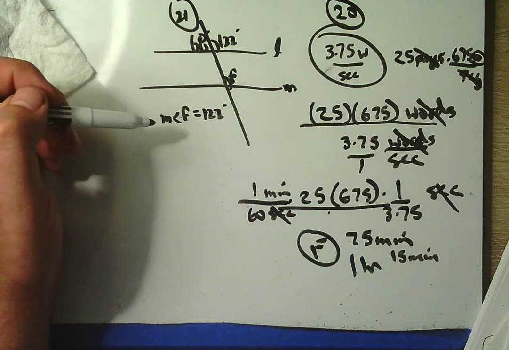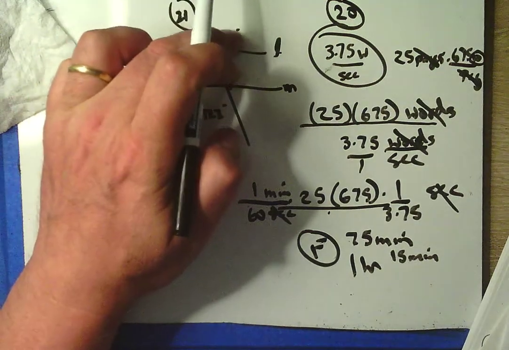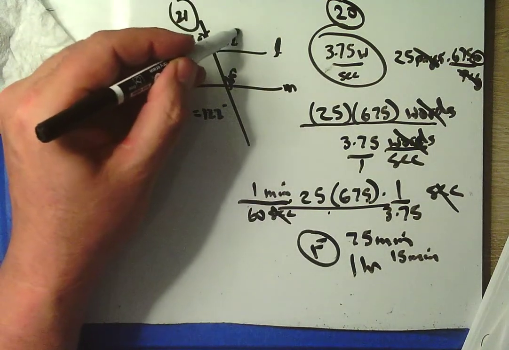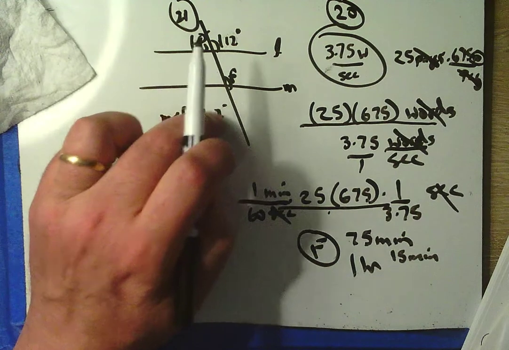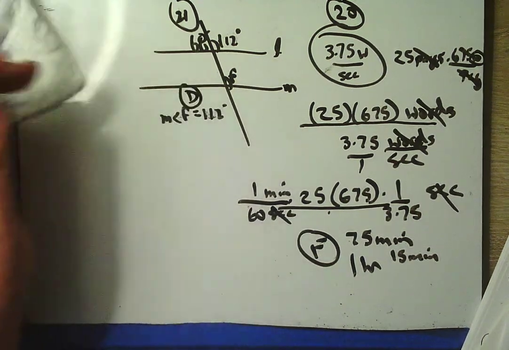And that corresponds to 122. Sorry, that adds up to 190. I meant 112. Okay, so 112 corresponds to D. D is my answer for 21.